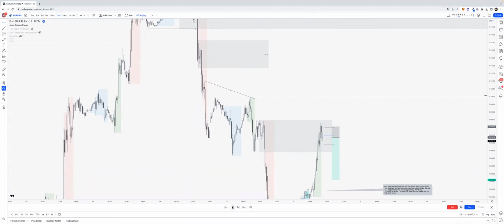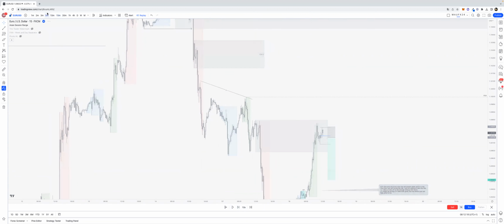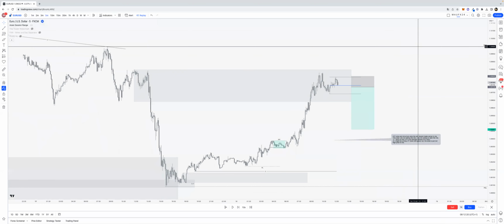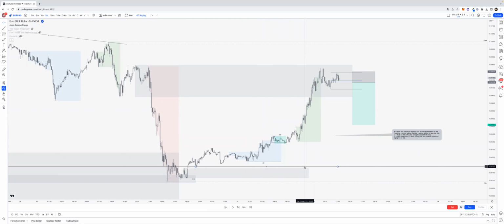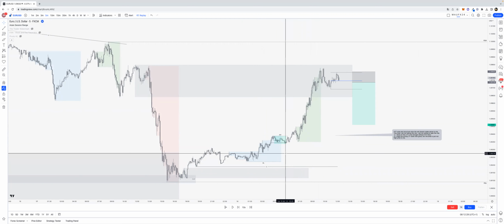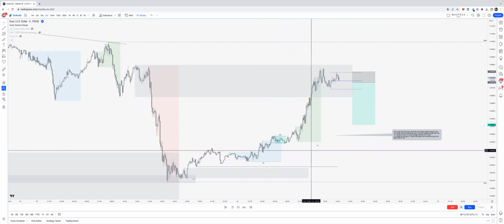Now let's play it out a little bit further. So then comes after session. So there were no long trades here. I wouldn't look for longs either because I would have looked for longs in a more discount setting, below Asia lows. So that didn't happen either.